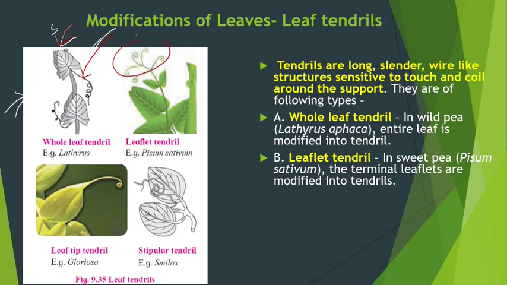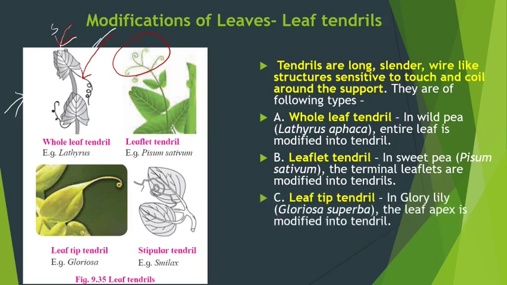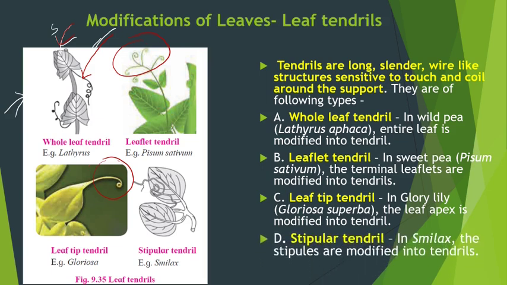Leaflet tendrils can be seen in Pisum sativum. Here in this picture, you can see the terminal leaflets. They are modified to form tendrils which provide support. Leaf tip tendril in glory lily or Gloriosa: you can see the tip is modified to become tendrilar to provide support, whereas in Smilax, the stipules are modified to form tendrils. So if this is a leaf, these are the stipules, the petiole, and the leaf, but the stipules get modified to form tendrils.